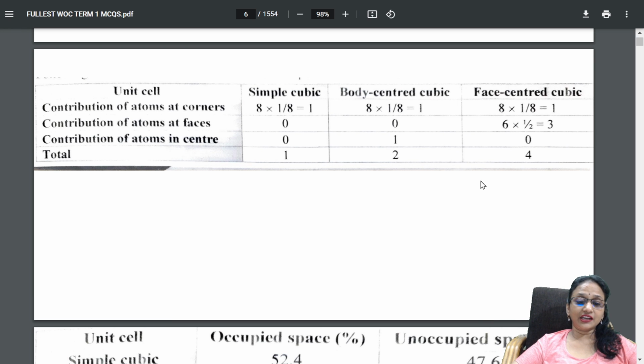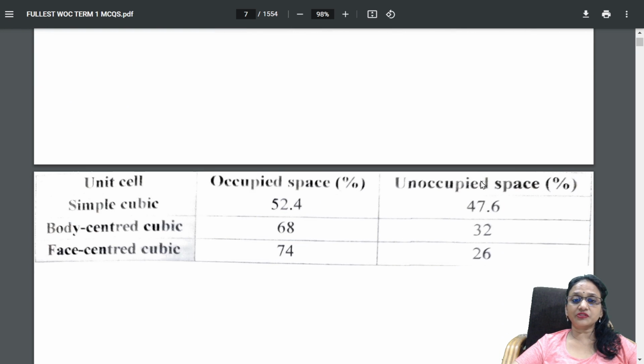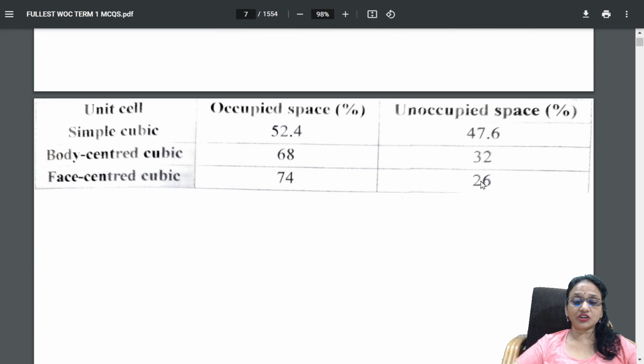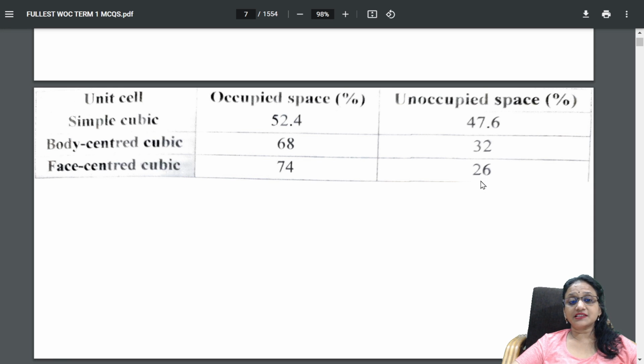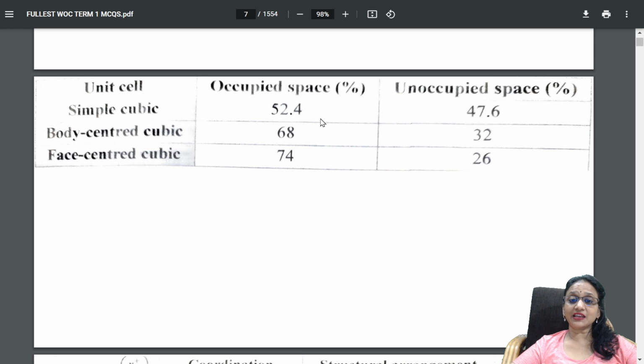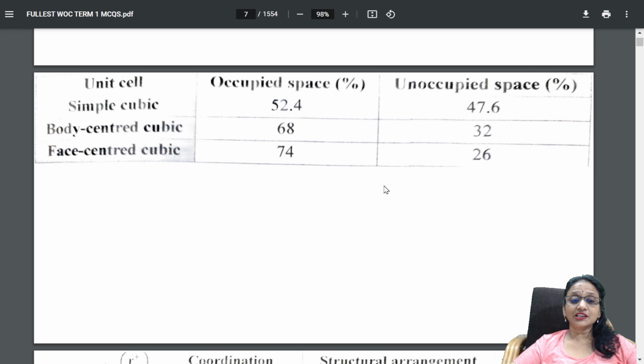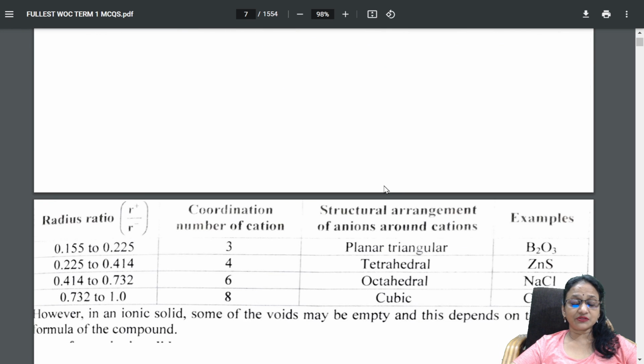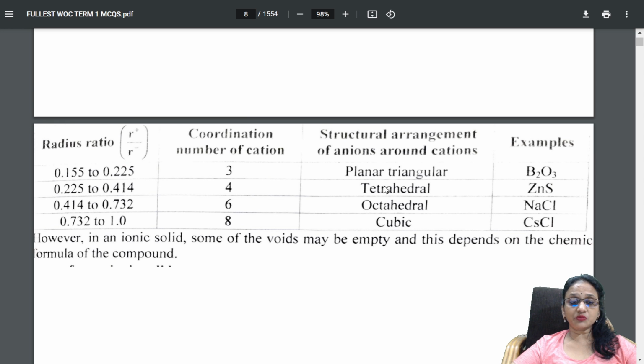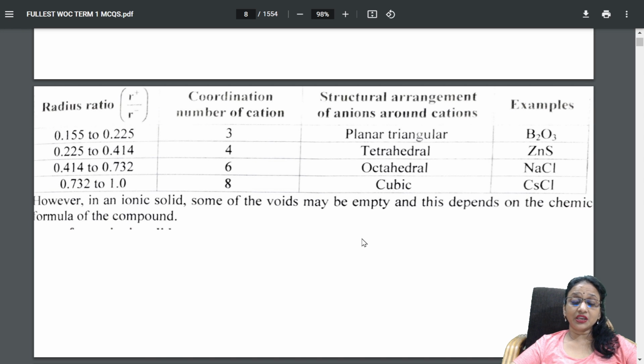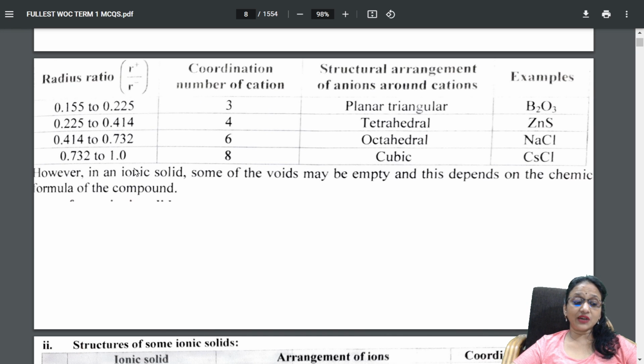Correct? All right. Gradually, when I go, the next important thing is the amount of space occupied. How much is filled? Packing efficiency, rather. In simple cubic, this is the packing efficiency, and this is the left out space. They're going to ask you questions based on these also. Let us see how they're going to ask us. Slowly, after that packing efficiency, there's one more concept called radius ratio. You need to learn the radius ratio values.